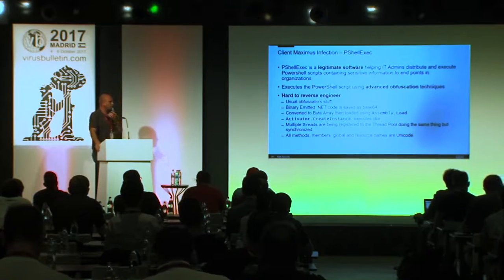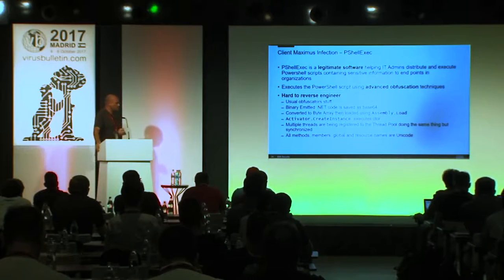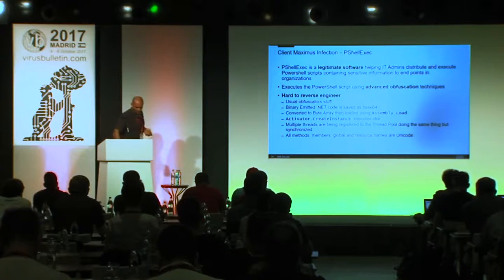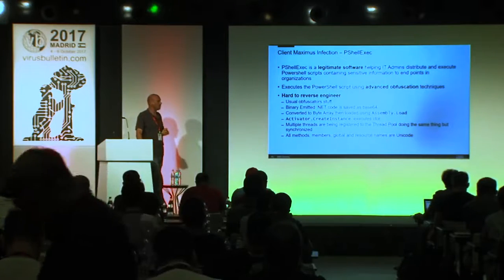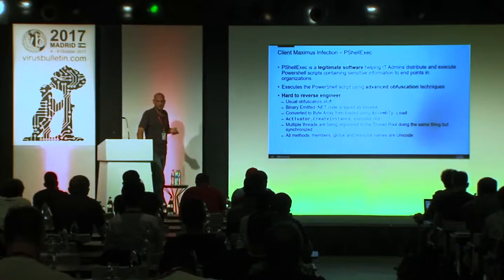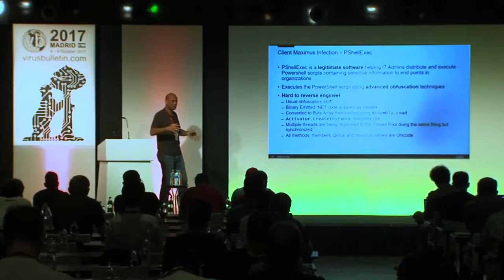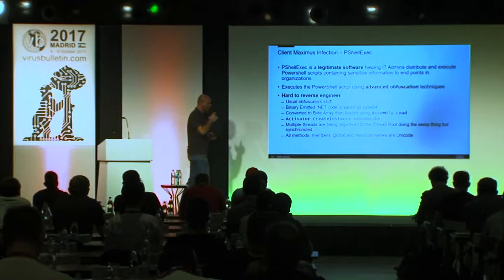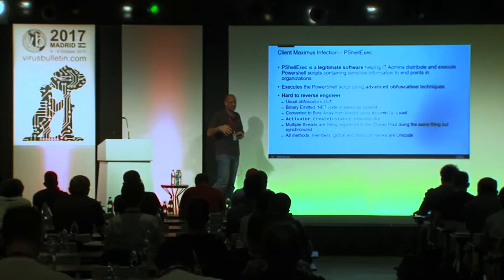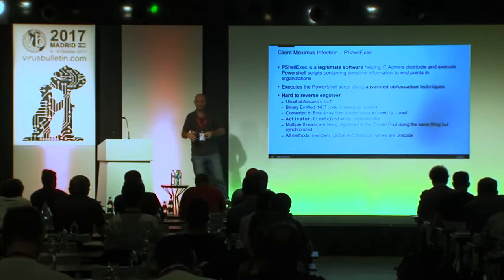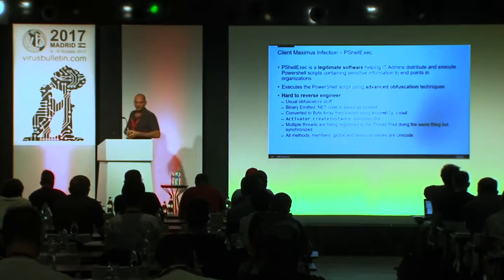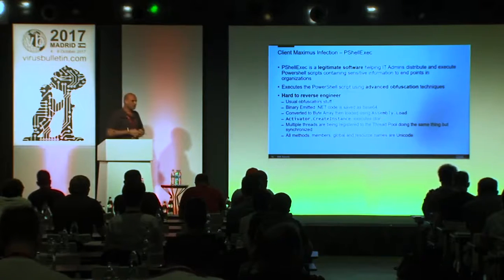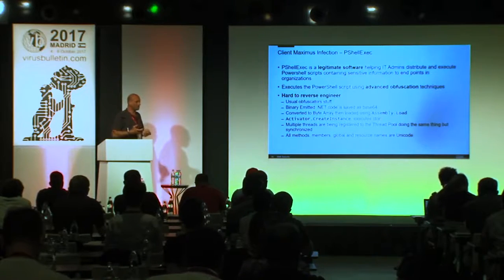So the PowerShell exec itself uses very up-to-date obfuscation techniques. For example, code emission in .NET is a real pain for reversers because it basically takes existing code and translates the IL, the intermediate language of the .NET code, into a byte array. Then it stores the byte array somewhere inside the assembly, and upon execution, it loads it and executes that.